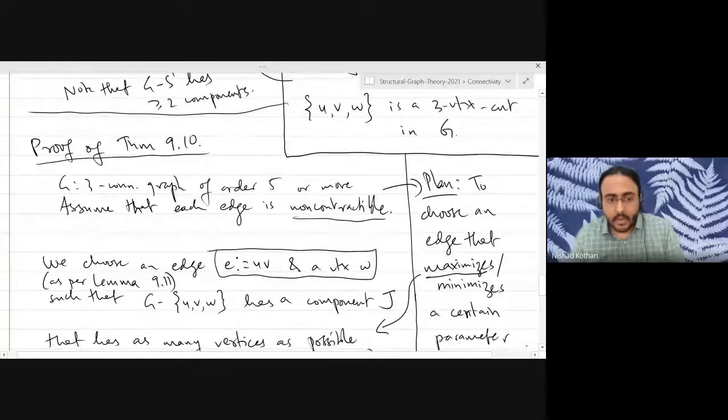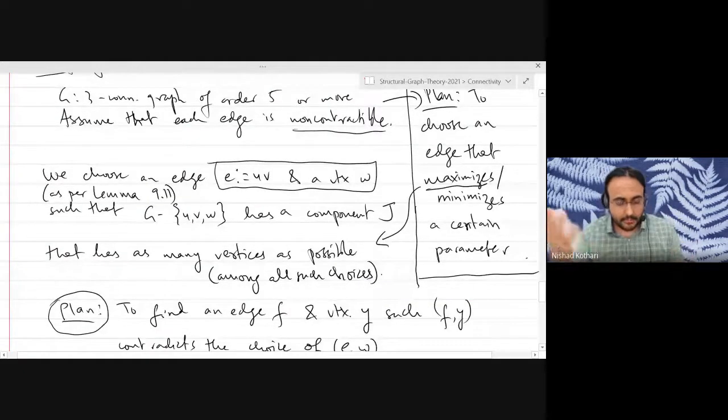Okay. Good. So now we are taking a three connected graph and we want to prove that there is an edge that is contractible. So let us suppose, for the sake of contradiction, that no edge is contractible, right? So we know this structure from lemma 9.11. So we will choose an edge E and a vertex W in order to maximize a certain parameter. And that is going to help us in reaching a contradiction, right? The parameter we are maximizing is: we are looking at all the components of G minus UVW, because this is a three vertex cut, and we are maximizing the number of vertices in the biggest component.